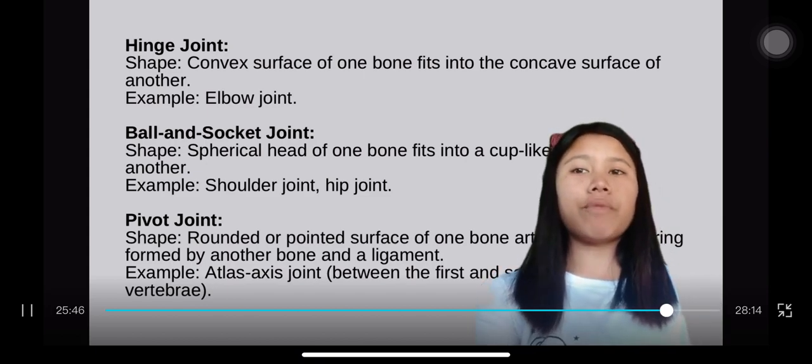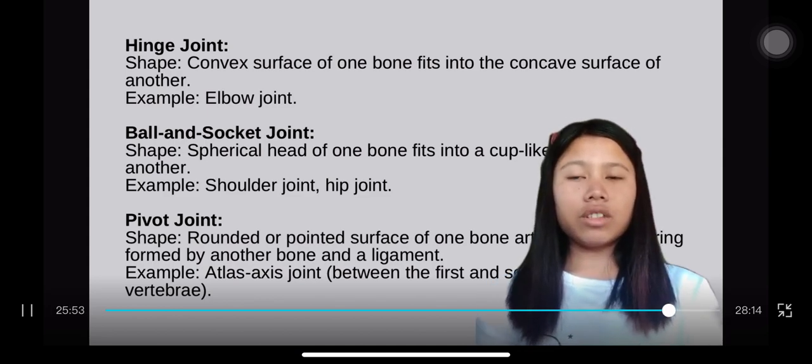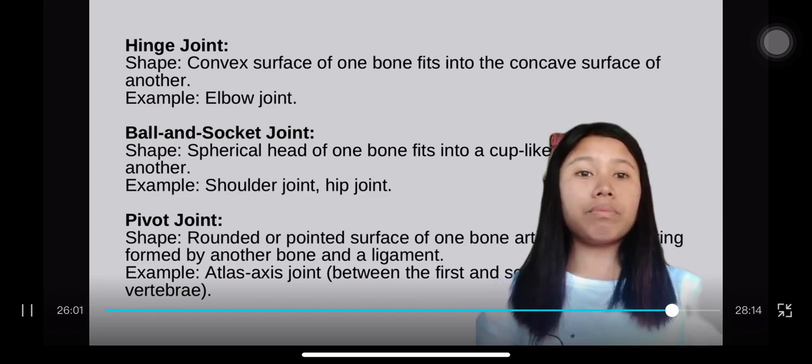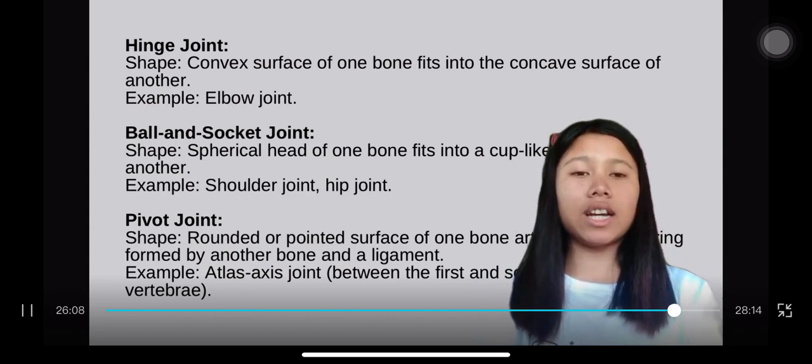So let's proceed to pivot joints. These pivot joints restrict movements to rotation around a single axis. Each pivot joint consists of a cylindrical bony process that rotates within a ring composed partly of bone and partly of ligament. So let's proceed to the ball and socket joint.